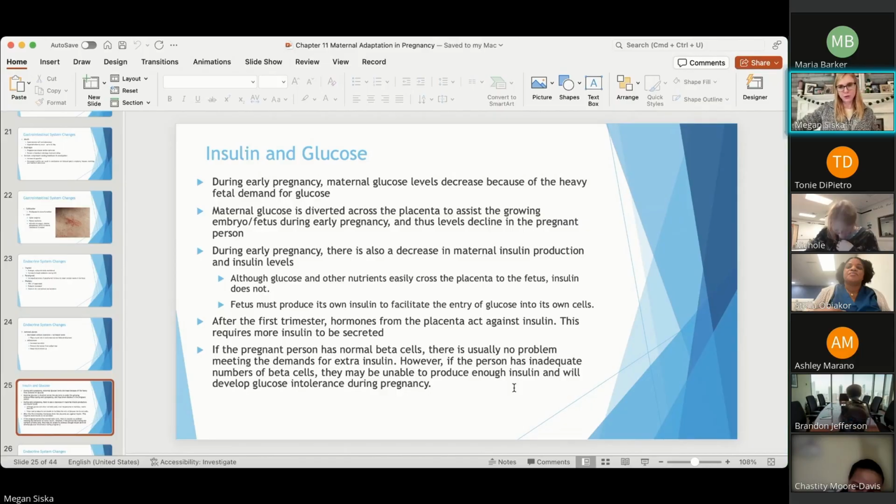So the fetus must produce its own insulin to help facilitate the entry of glucose into its own cells. After the first trimester, hormones from the placenta act against insulin, and so it requires more insulin to be secreted. So this is where a woman could develop gestational diabetes. She could be a perfectly healthy individual with, outside of pregnancy, no risk factors, and then she can develop gestational diabetes just because the demands are so different during pregnancy.